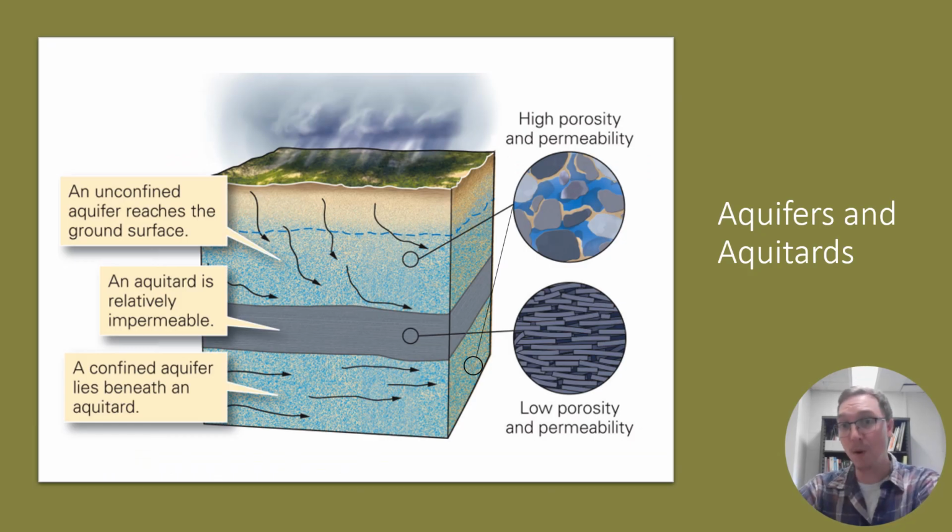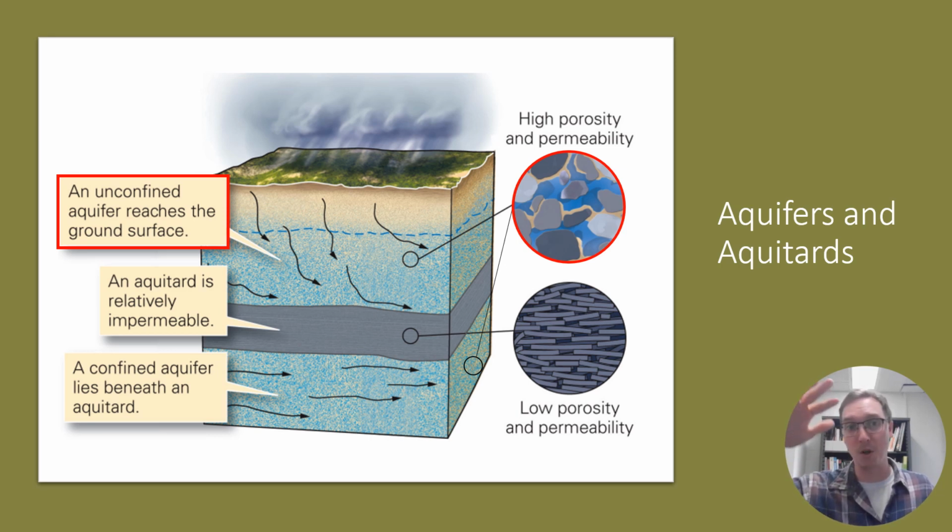We've got aquifers and aquitards. An aquifer can include an unconfined aquifer, which is basically open to the surface. So there's nothing preventing water from infiltrating at the surface and percolating down into the unconfined aquifer. So those typically have high porosity and permeability, so there's a lot of good space for water to move through.